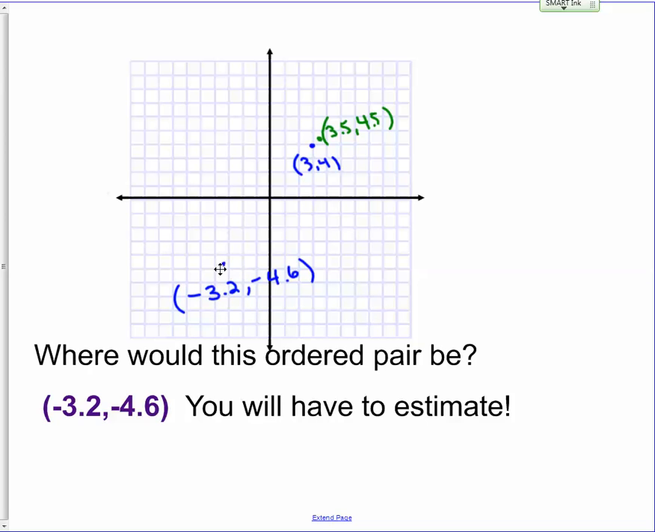And now you have to use a little estimating. I start at the origin. I go 3 units and 2 tenths of a square more, which is a fifth. And I go down 4 units and a little more than a half. So it's about right there where that blue dot is. You're obviously going to have to estimate.